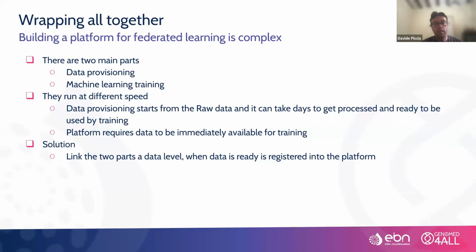Once this data set has been generated, we can use the machine learning training platform to train the model on this federated data set. The two parts run at different speeds, in the sense that data provisioning needs to start from when the raw data is generated. In the case of genomics data, when the sequencing has been generated, moving from the FASTQ to the variants can take, depending on the infrastructure and the size of the sample, hours or even some days. So it has a time scale which is different from what is required from the platform.